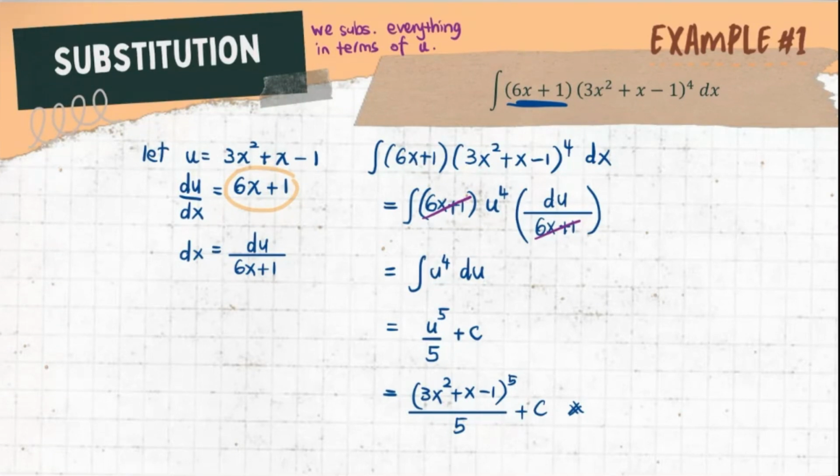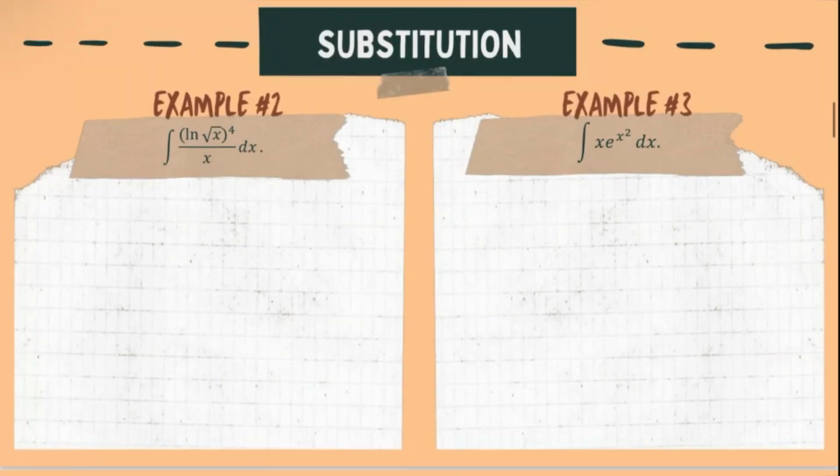Now let's move on to the second example. Now we have ln square root of x to the power of 4 over x dx. Okay, ini kita nak guna tips yang mana satu? So we can see that ln square root of x to the power of 4, dia adalah highest power kat situ. Dan ln square root of x juga, mungkin ada setengah orang dia kata ln square root of x tu dikira complicated bagi dia. So kita boleh tick that box.